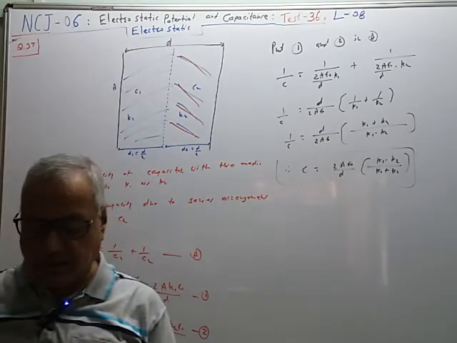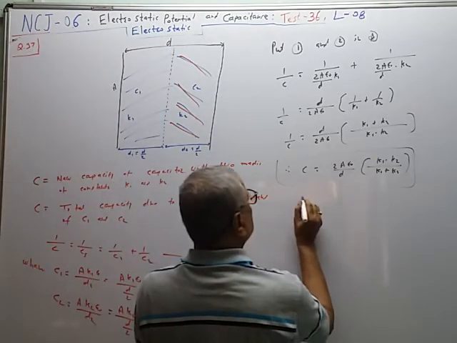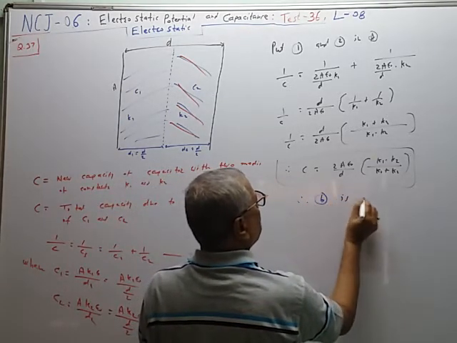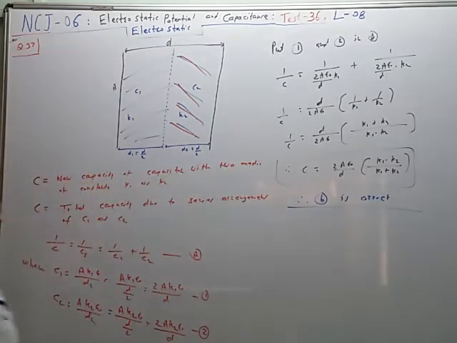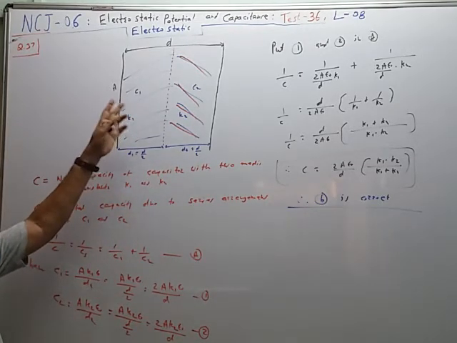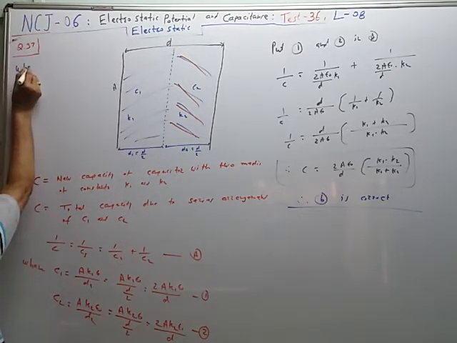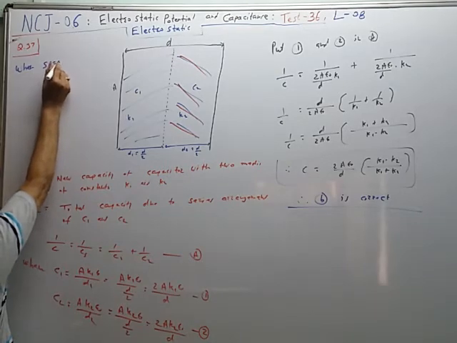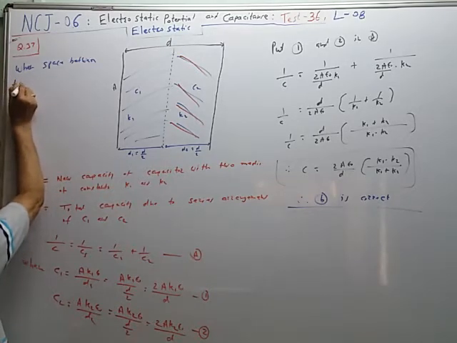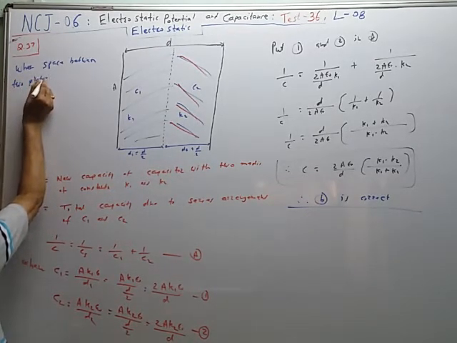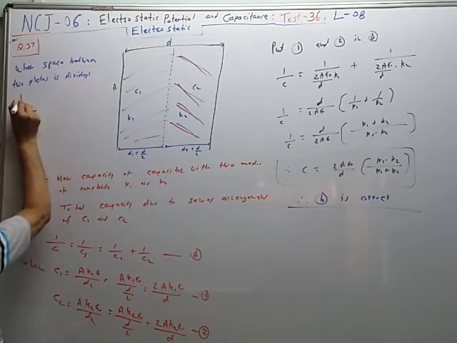So this is the final answer. Therefore, the correct answer is B. B is correct. So this type of problem we have considered that the space is divided equally thickness wise. When the space between two plates is divided thickness wise.